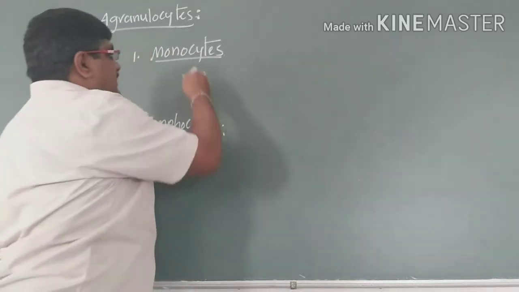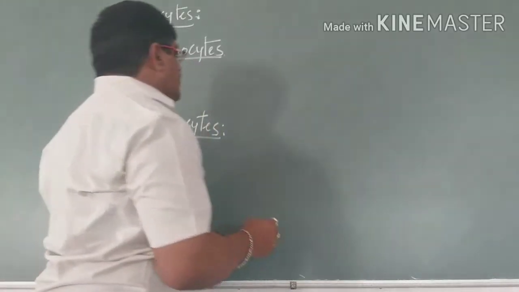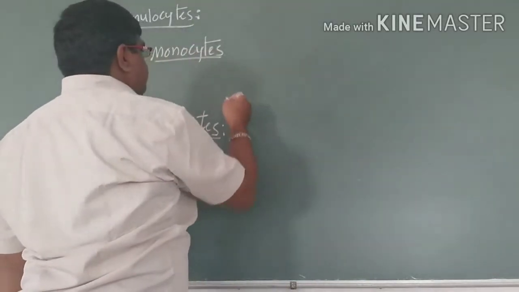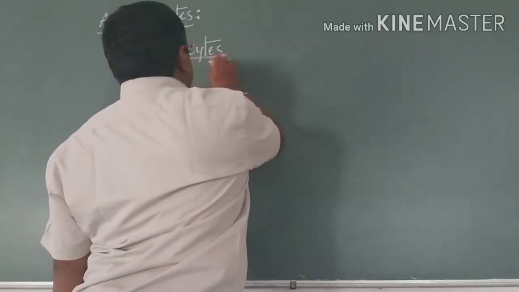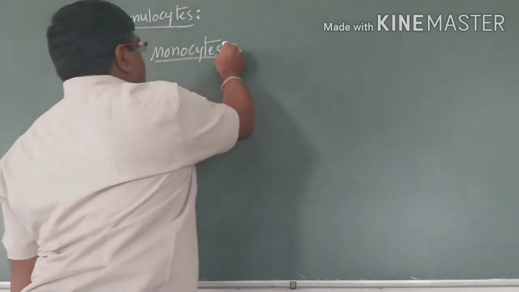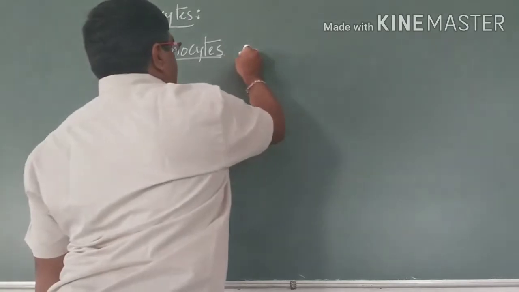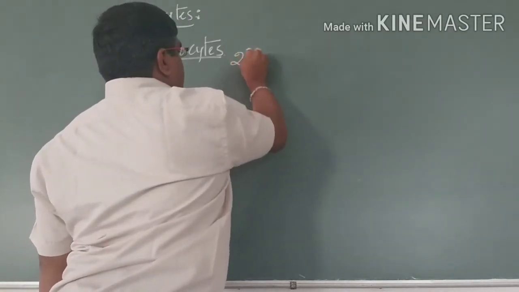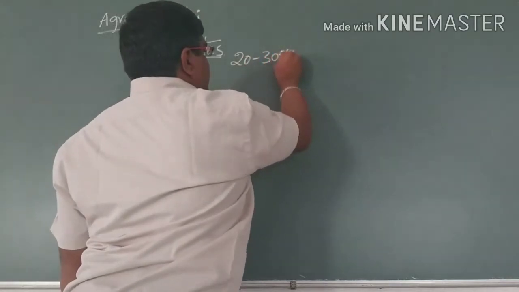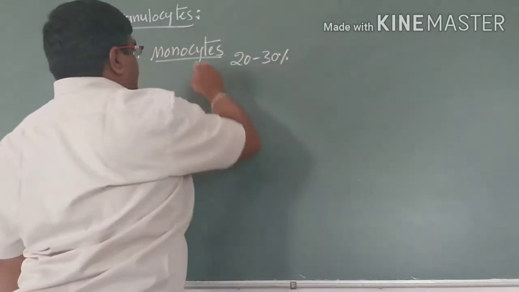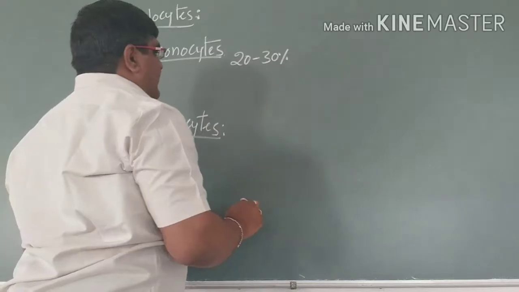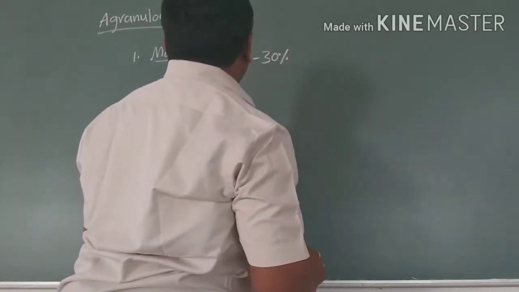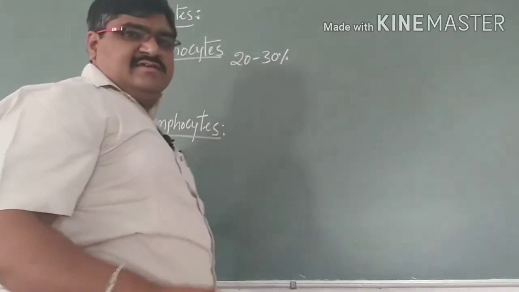Here the monocytes will occupy 20 to 30%.